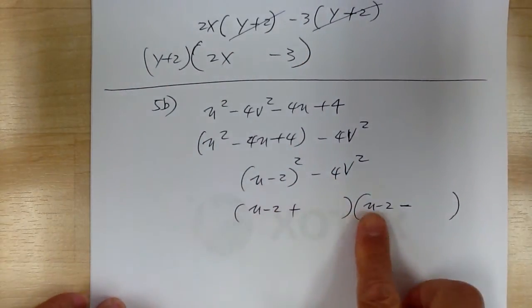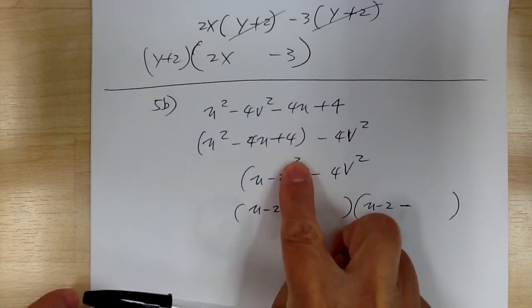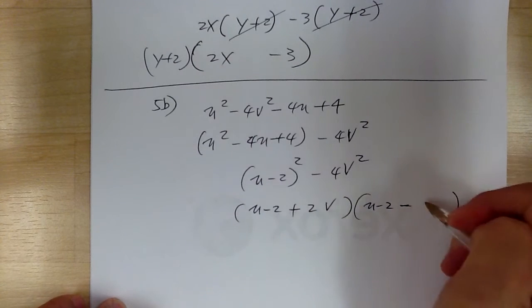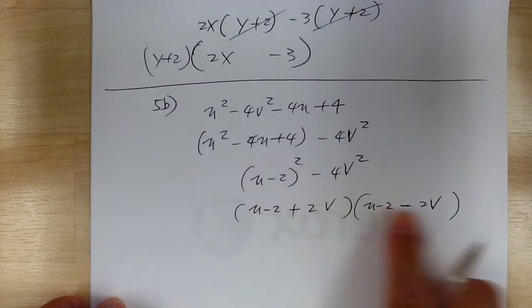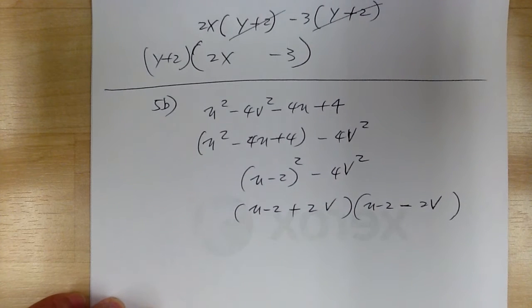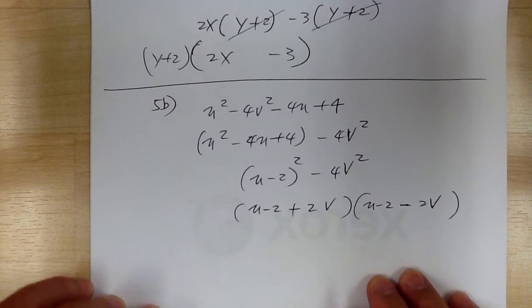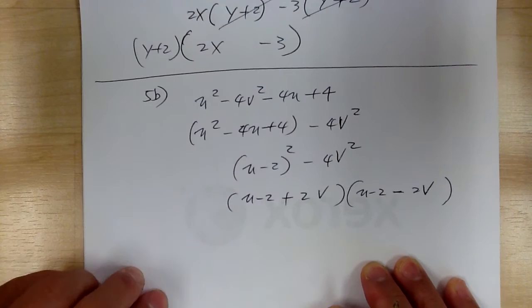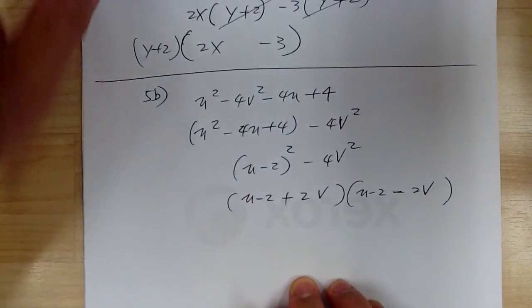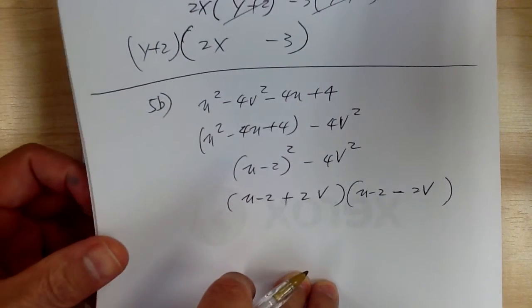Again, u minus 2 times u minus 2 gives you u minus 2 squared. Over here, you need to get 2v and 2v, right? 2v times 2v gives you 4v squared. So again, that's your difference of squares. You learned this in Algebra 1. Okay, you're supposed to know this. Okay, so this is the grouping. So that's your step 2.